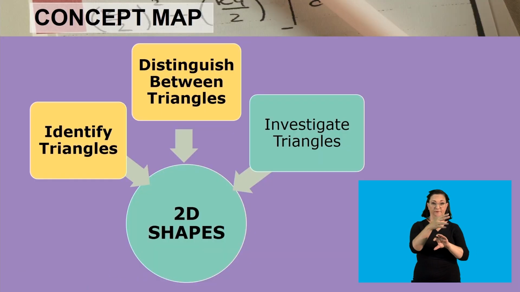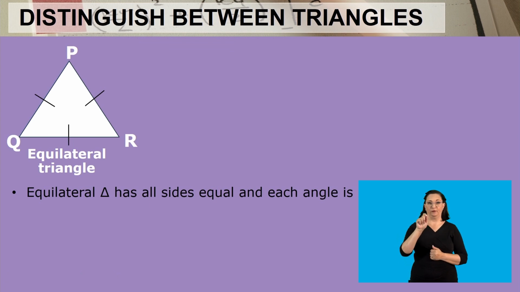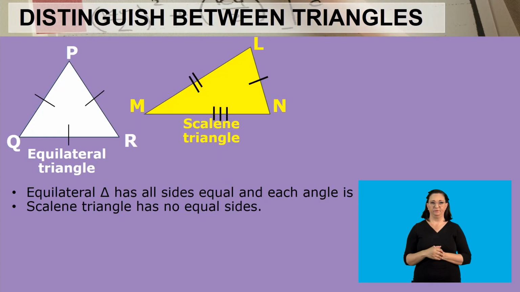Let's continue with our lesson and look at our concept map, the next part, which is distinguish between triangles. The first one is an equilateral triangle. We said it has all sides equal and all the angles are equal to 60 degrees. We've seen that for ourselves. And then the next one is a scalene triangle. As you can see with the markings, they are not the same. Therefore, all the sides are not equal. And that's what we said there.